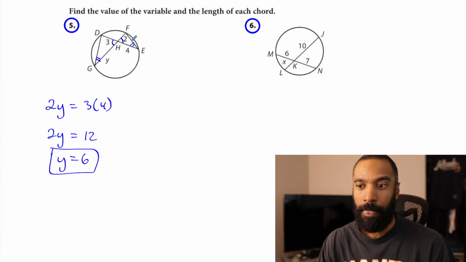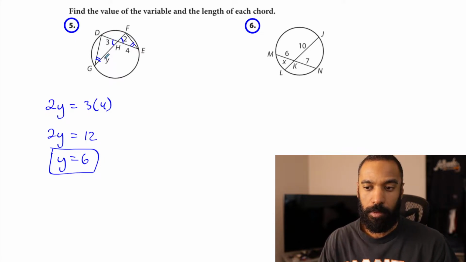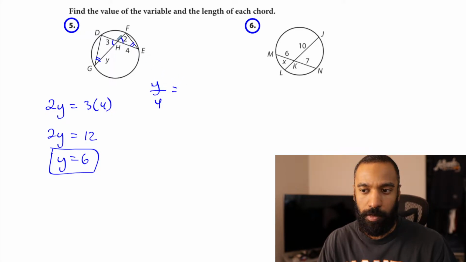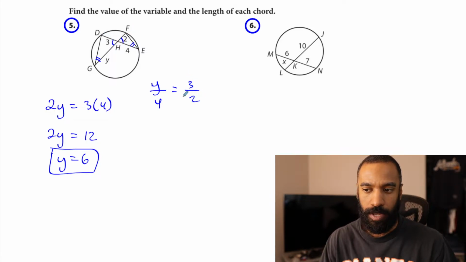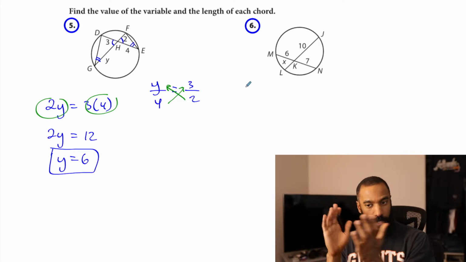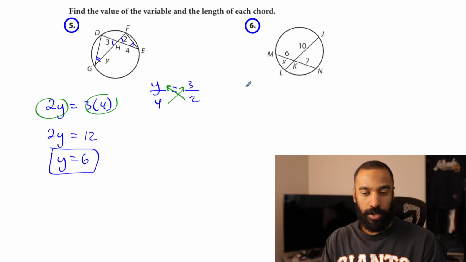What does that mean? That means that corresponding parts of these triangles are proportional, such as the Y right here corresponds with the 4 right here. You can see how they kind of have that corresponding bit. Therefore, the 3 corresponds with the 2 in that same way as well. If you cross multiply, what do you get? 2 times y equals 4 times 3. Boom, 3 times 4. So you get that relationship right there, and that's what we're doing.